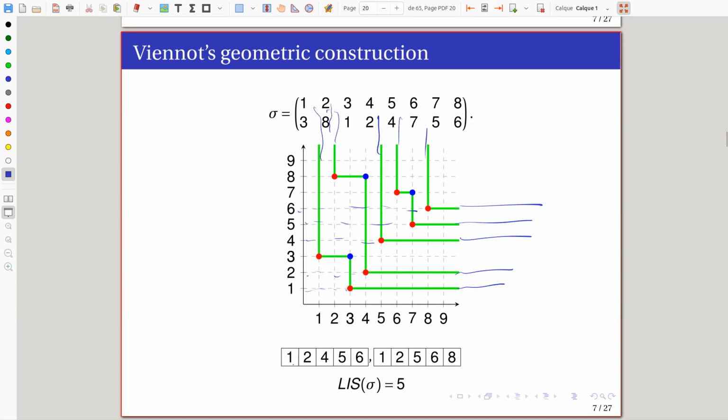So we have 1, 2, 5, 6, 8. Okay. And just the first step will give the longest increasing subsequence, because the number of infinite lines that go to infinity is exactly the length of the longest increasing subsequence.